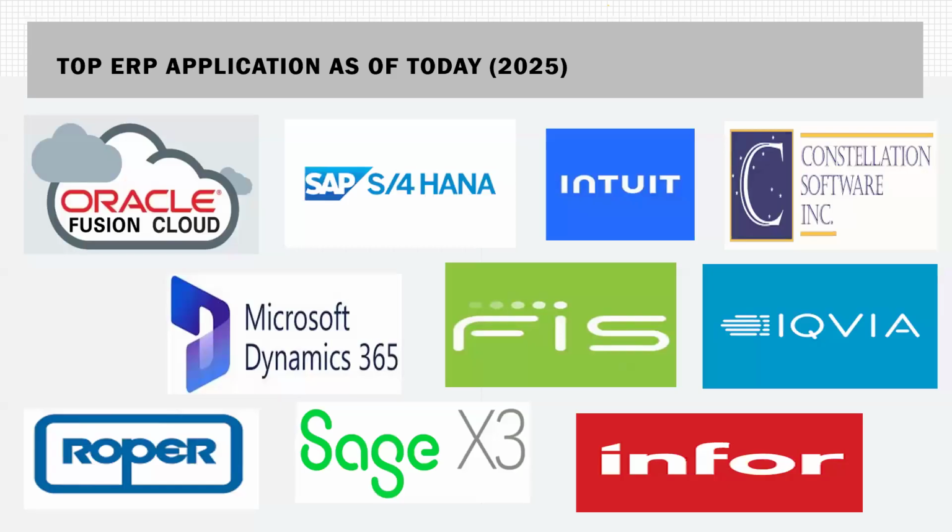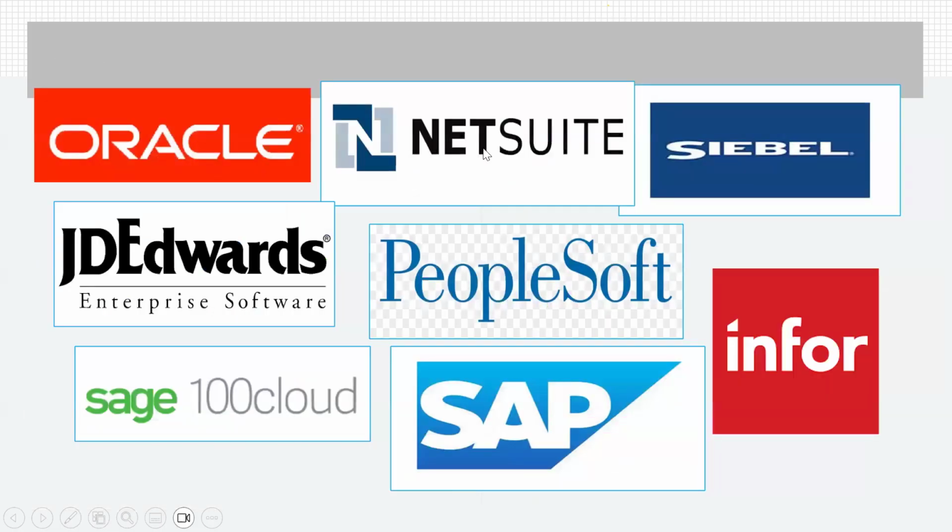Coming to the topmost ERP applications as of today, as per the April reports, these are the ones leading the world: Oracle Fusion Cloud, SAP, Microsoft Dynamics, Infor. These are the top 10 ERP applications as of today. You might have heard about these as well: NetSuite, JD Edwards, PeopleSoft, Infor.